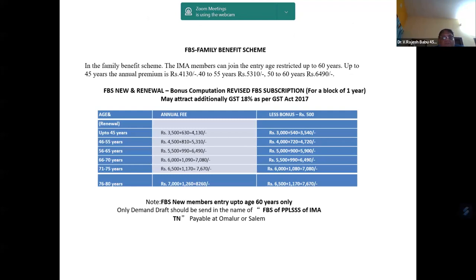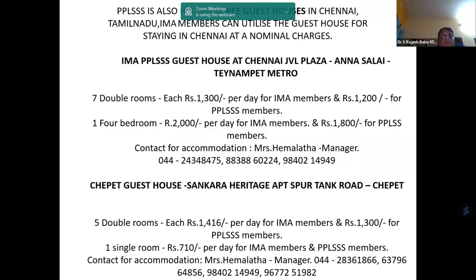But persons up to an age of 60 years only can enter. Those above 60 years cannot enter because this scheme has been there for a long time. They should have joined early. That is the thing. And even up to 80 years, it continues, and the renewal can be done. That is the highlight of this scheme.